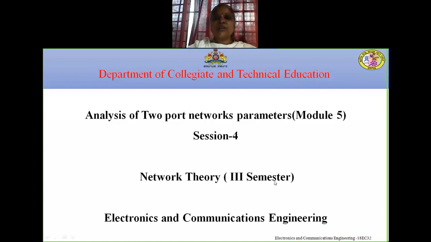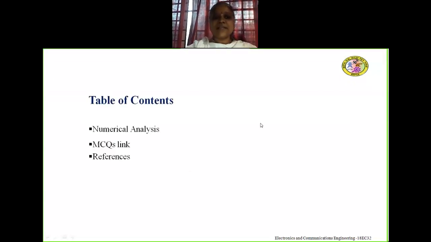Good morning all. In this session, let us discuss some of the examples on network parameters, that is, analysis of two-port network parameters. This is from Module 5 of the subject Network Theory. Table of contents: numerical analysis, multiple choice question links and references.